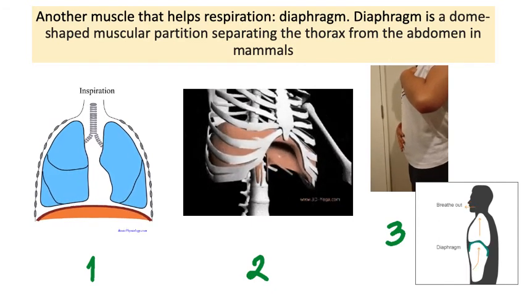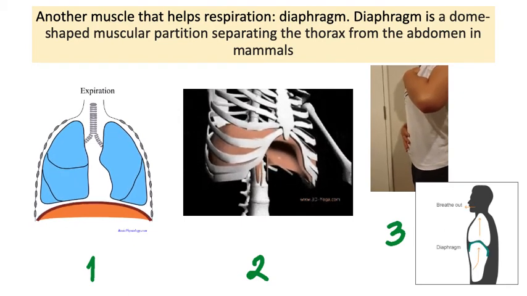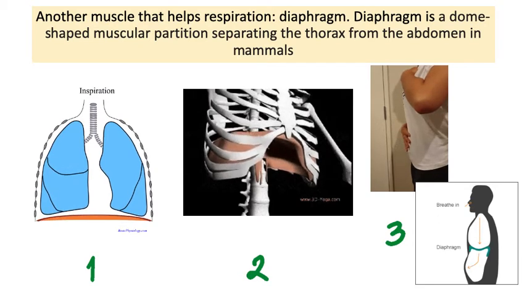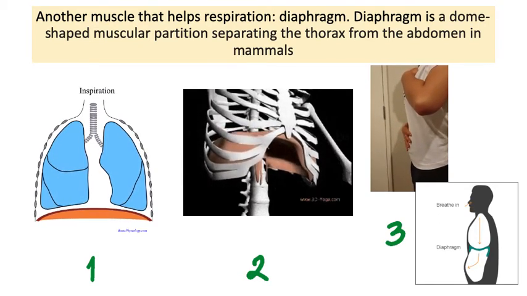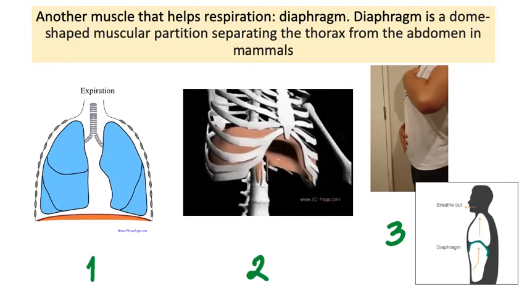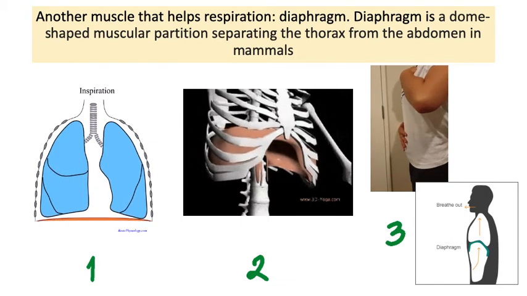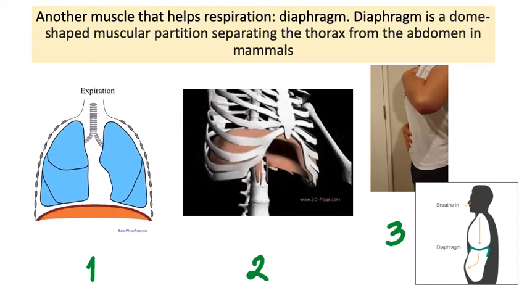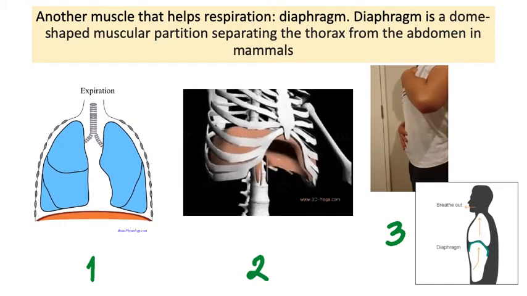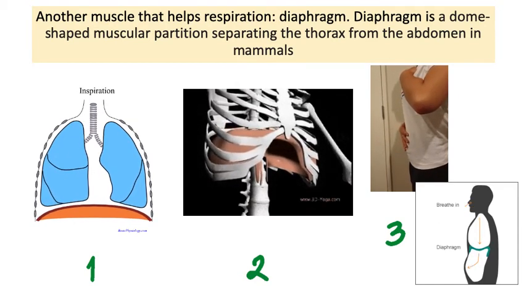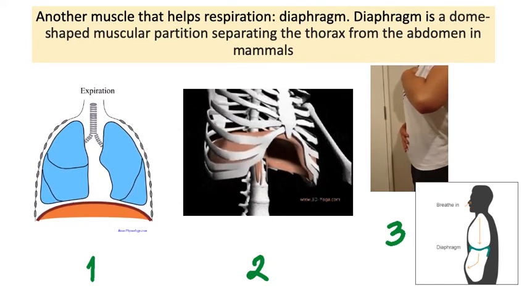Another muscle that helps respiration is the diaphragm. The diaphragm is a dome-shaped muscular partition, which means that it acts as the separator between the thorax and the abdomen in mammals. So that's why your intestine cannot jump out into your lungs, because there is basically a separator, which is the diaphragm.